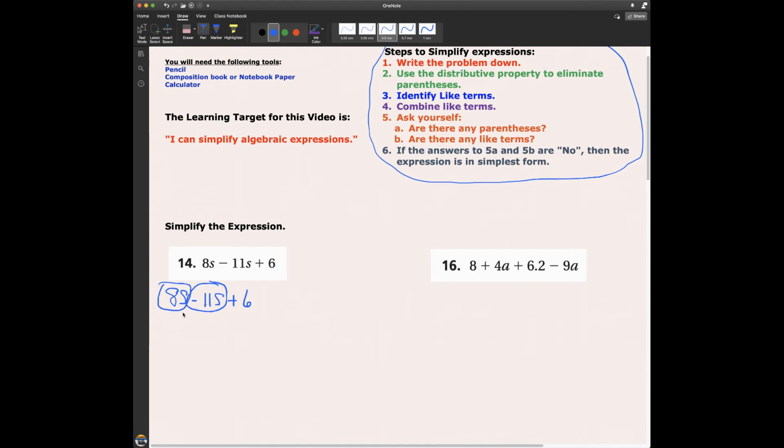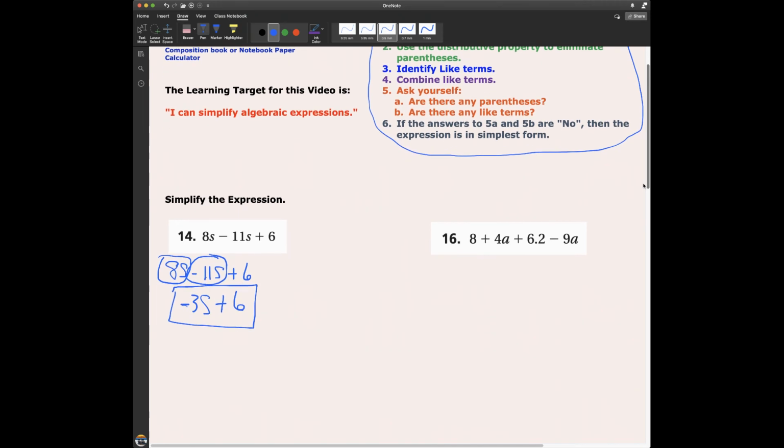So what I need to do is go ahead and say, what is 8s minus 11s? And that is negative 3s. And then I just continue to bring down the 6. And then I ask myself these couple of questions. Are there any parentheses? No. Are there any more like terms here? No. So then this expression is in simplest form. Okay? So that's how you simplify expressions.